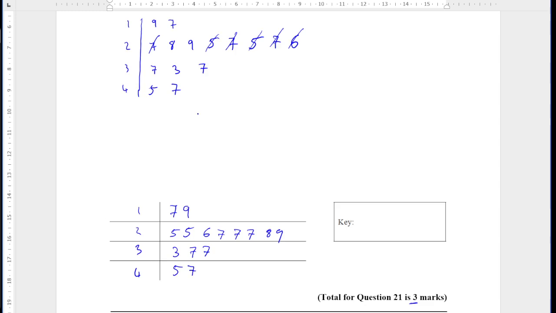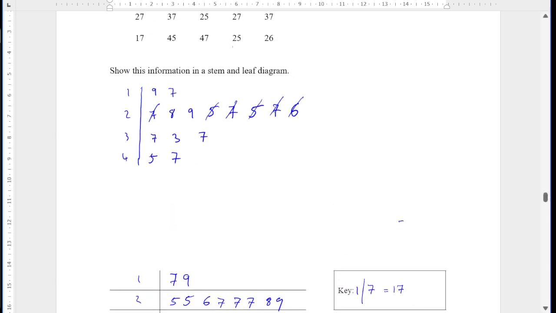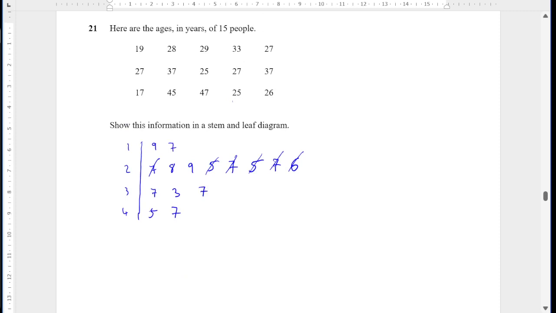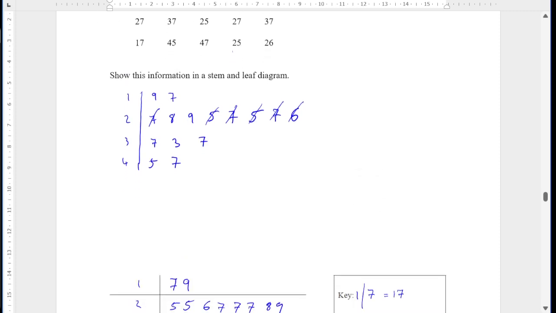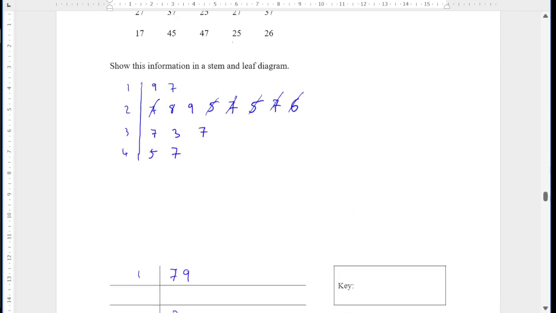And the only thing that's missing now is my key. I always tend to start with my first value, just to make it nice and straightforward for my examiner, for my marker. So equals 17, and then I tend to put the word of 17 what? 17 ages, so 17 years.